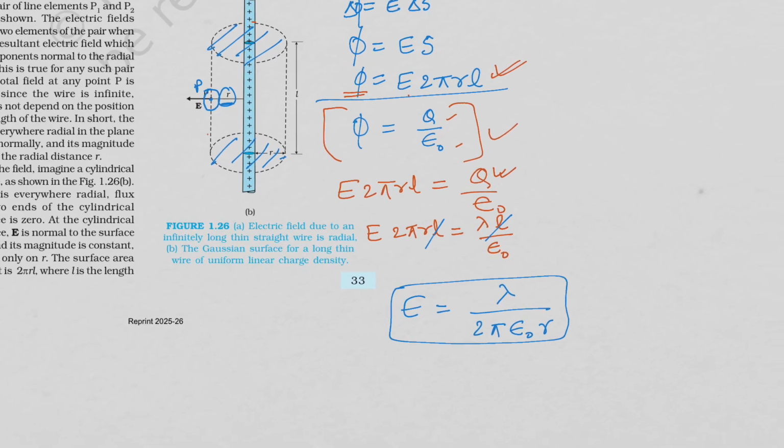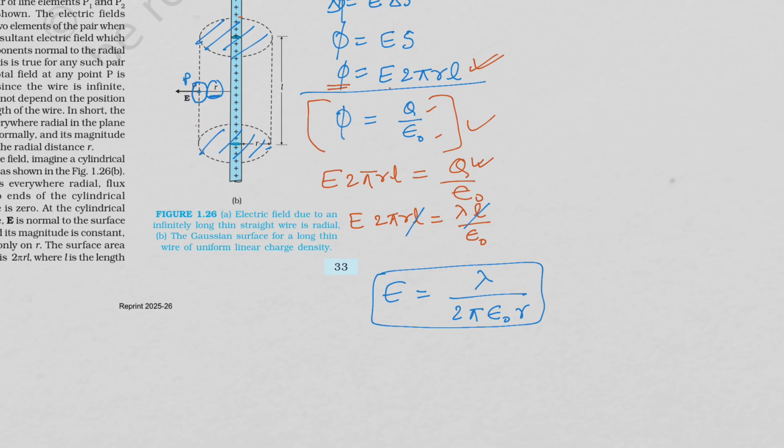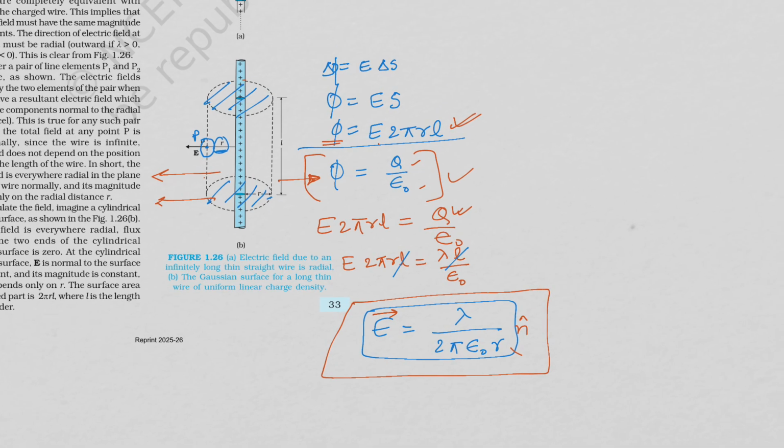Now since electric field is a vector quantity, we have to add one vector element or the direction element, which is simply an n cap, whose direction is always radially outward, and E is a vector. So this is your derivation of electric field due to a long wire of charge distribution lambda using Gauss's law, which is in few simple steps. That's it, only this much.